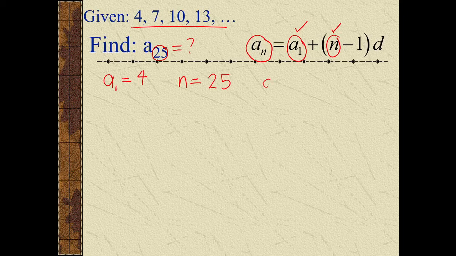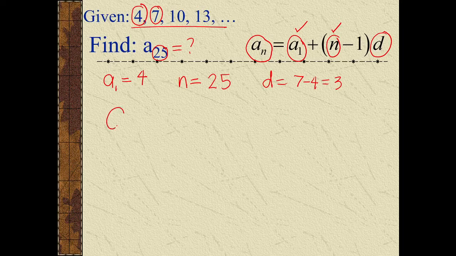What about the common difference? Yes. How much? 3. Okay, we added plus 3, plus 3, plus 3. So, the common difference, another way of solving that is simply second term minus first term. So, 7 minus 4, that's 3.